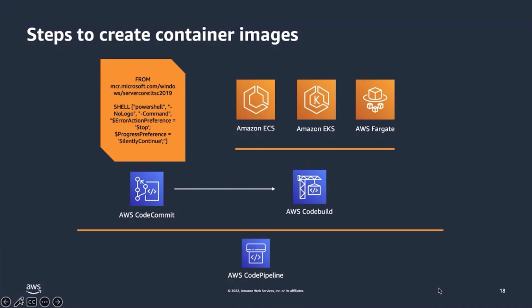And you can instrument AWS CodeBuild to build your Windows container image for use with Amazon ECS, Amazon EKS, and AWS Fargate. Once your container image is built, you can also instrument AWS CodeBuild to store this Windows container image on Amazon ECR. And once you do that, you're ready to go and use all the container platforms like ECS, EKS, and Fargate and launch this Windows container application.